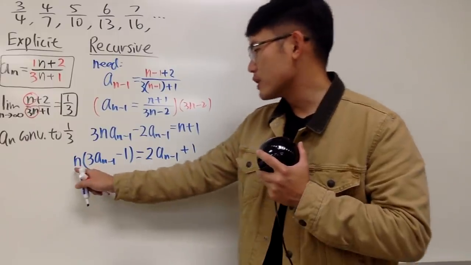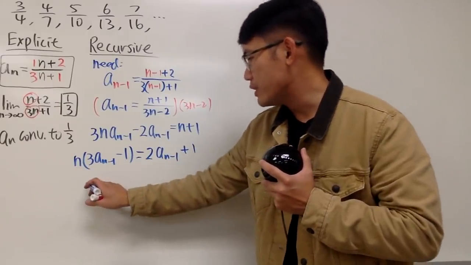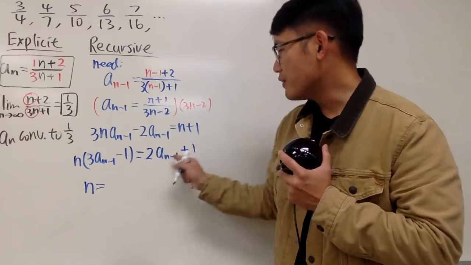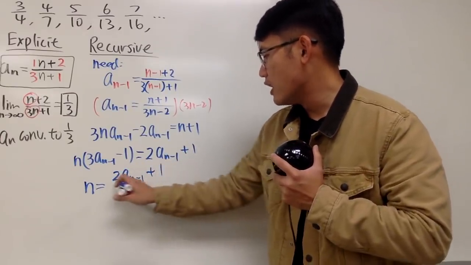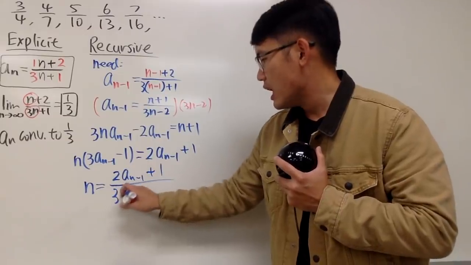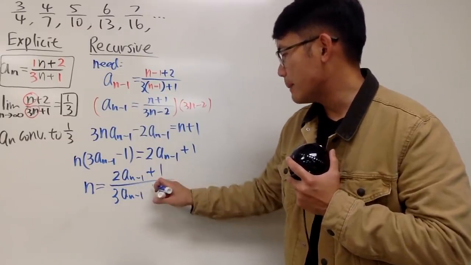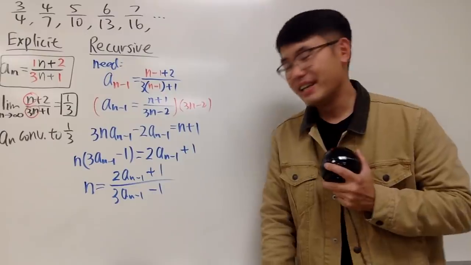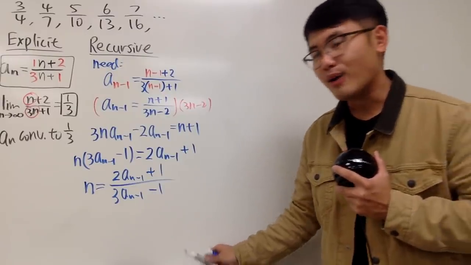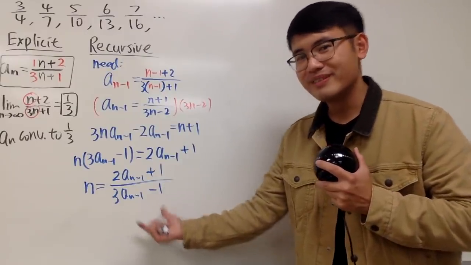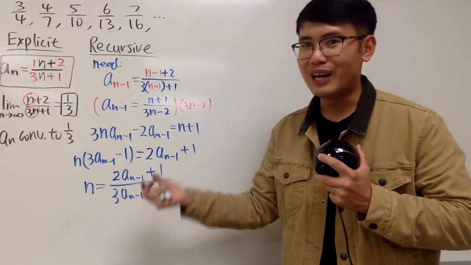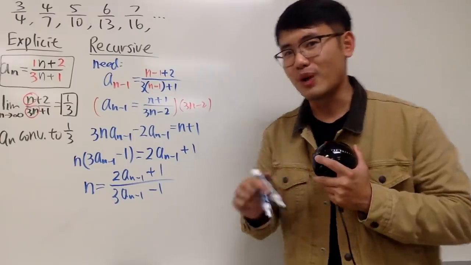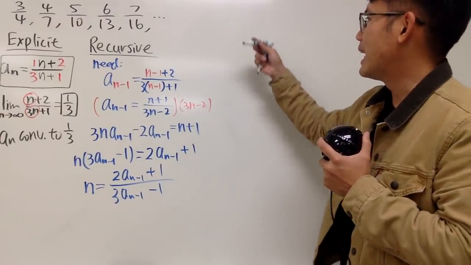And in the end, of course, we can just divide both sides by this, and we do get the n by itself, which is 2an minus 1 plus 1 over 3an minus 1 minus 1, like that. Very cool, huh? And now we'll just put this right here into this n and that n, and congratulations, we will have an based on an minus 1. So let's make that happen.